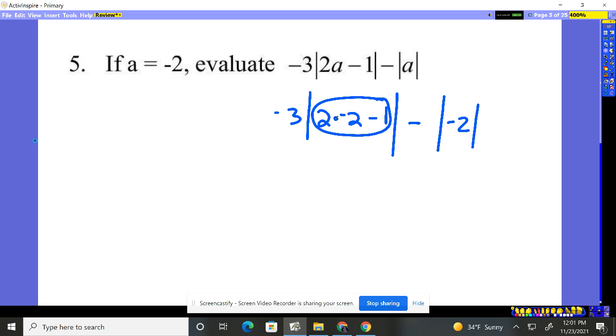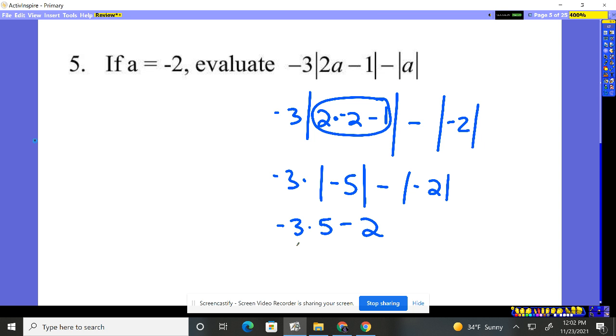So multiplication is more important. 2 times -2 is -4. And then -4 minus 1 is going to be -5. So we have -3 times the absolute value of -5 minus the absolute value of -2. Well, let's go ahead and do those absolute values. So we have -3 times the absolute value of -5, which is +5, minus the absolute value of -2, which is +2. Now we just have to evaluate. That's -15 minus 2, which is -17.